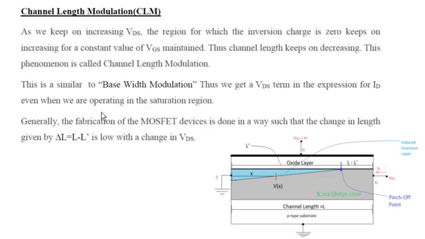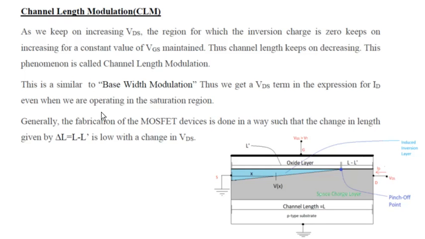First, we will see what is channel length modulation. Channel length modulation means that as we keep on increasing VDS, the region for which the inversion charge is 0 keeps on increasing for a constant value of VGS maintained. Thus, the channel length keeps on decreasing. This phenomenon is called channel length modulation.